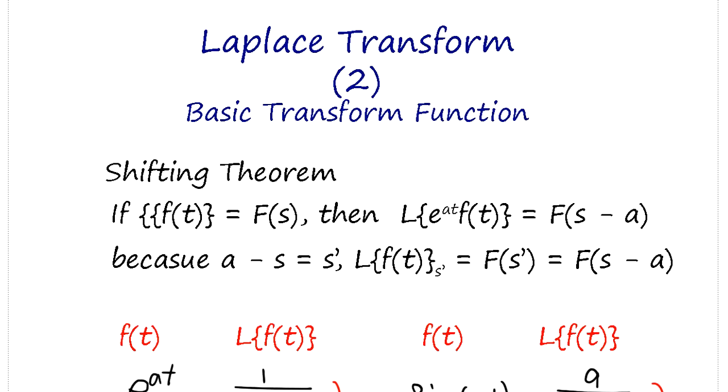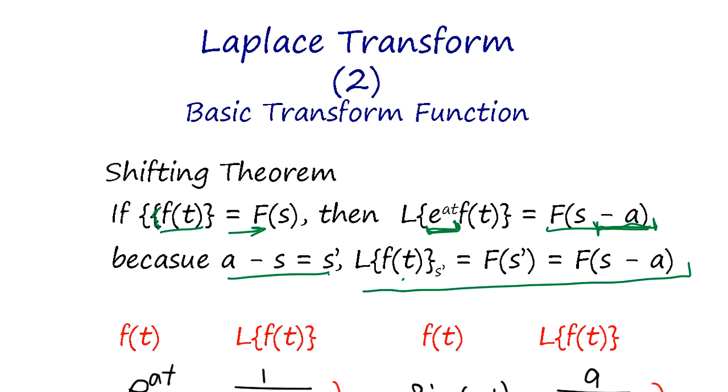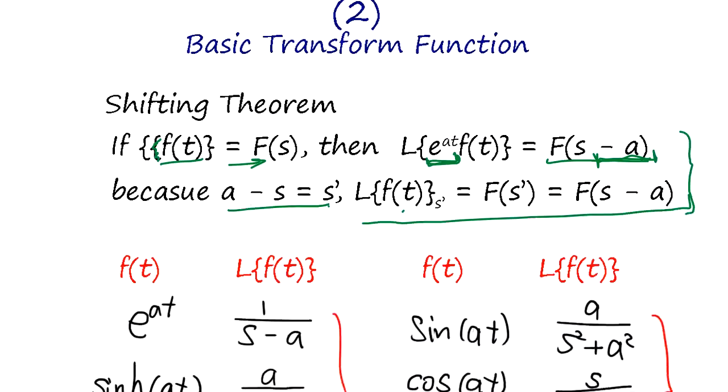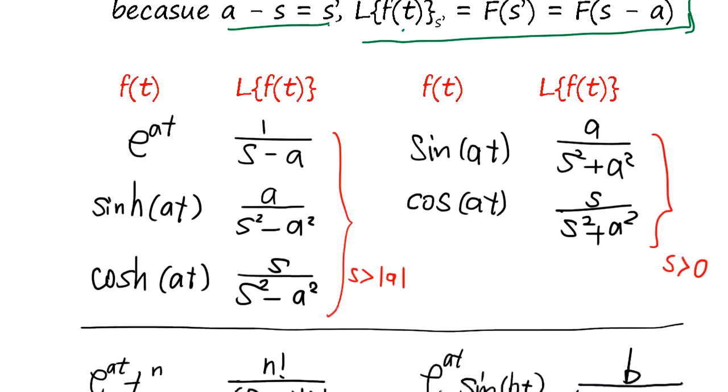The shifting theorem says that when f(t) transforms to capital F(s), then when you add this exponent term, it's going to be simply shifting by a. Because you assume this, you can easily show why it's shifting. Okay, so think about this carefully before moving on, because we use this to get all the basic functions.